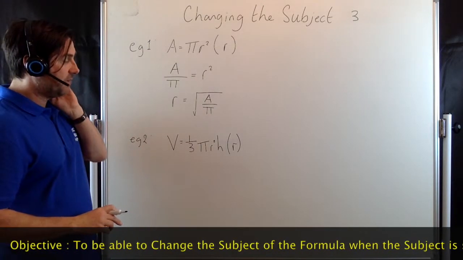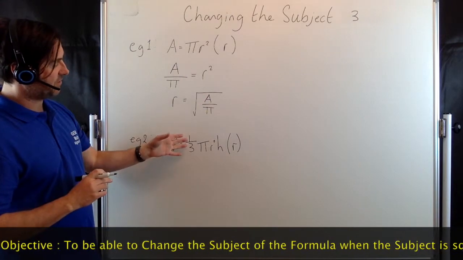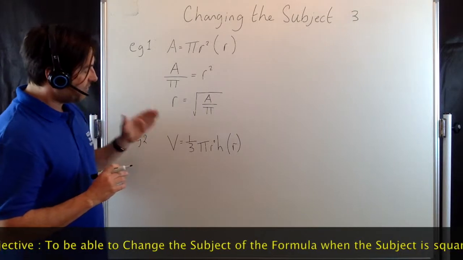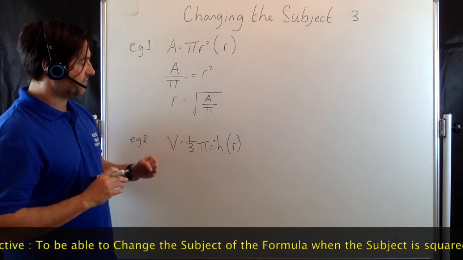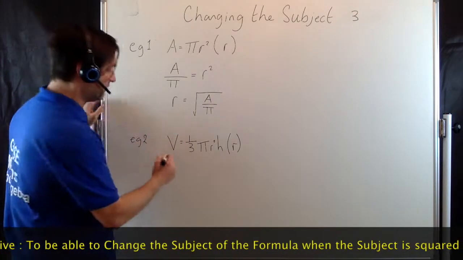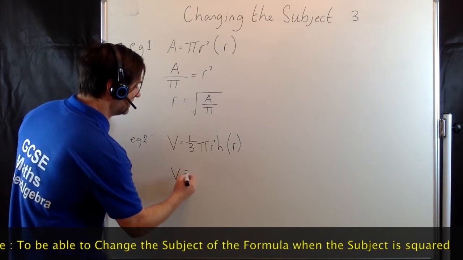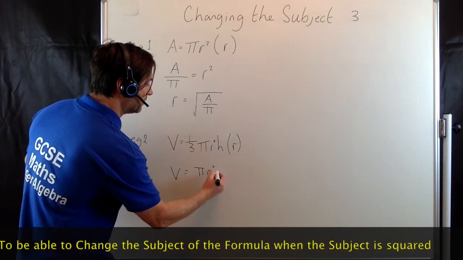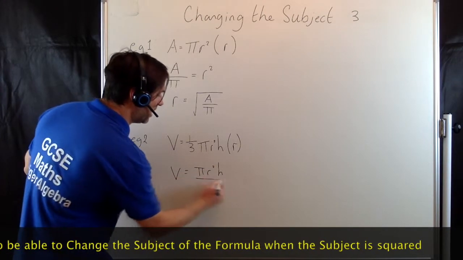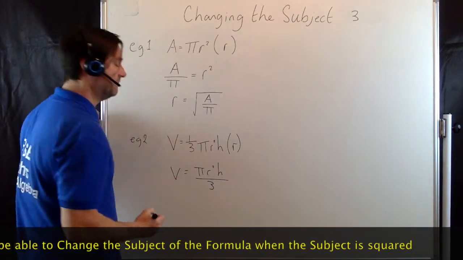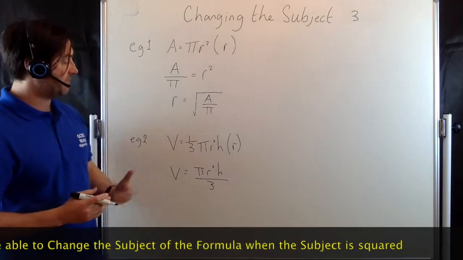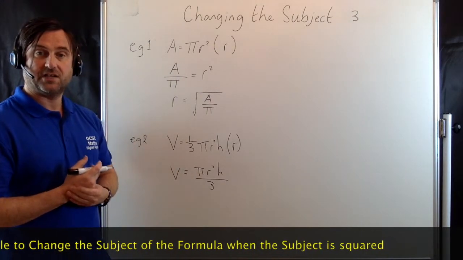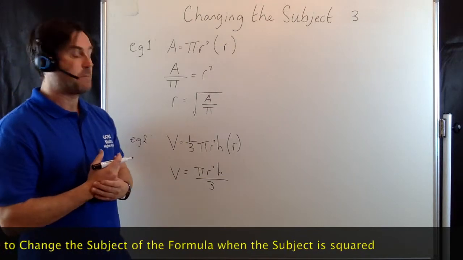Second one, a little bit more complicated here. We've got this fraction part here, this third. Now what I like to do when I've got a third of something, I find it a lot easier to rewrite this as v equals pi r squared h divided by 3. That's exactly the same as writing a third of the number, dividing the whole of it by 3. And it makes it a lot easier to deal with.